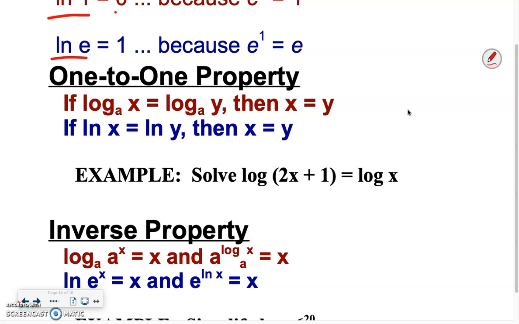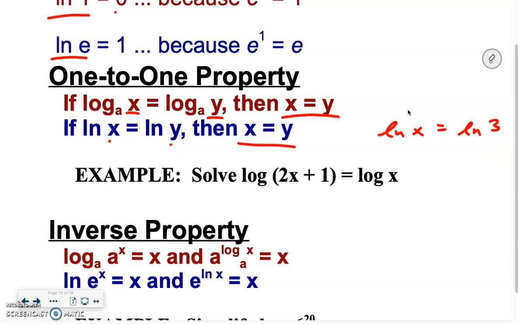Again, we talked about yesterday how log base a of x is equal to log base a of y only if the values x and y are the same. Same story here. The natural log of x is equal to the natural log of y only if x is equal to y. Hopefully it makes perfect sense. What we can do now is, if you have something like the natural log of x is equal to the natural log of 3, now we know that x is equal to 3.